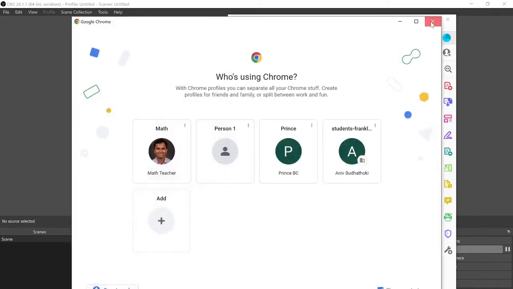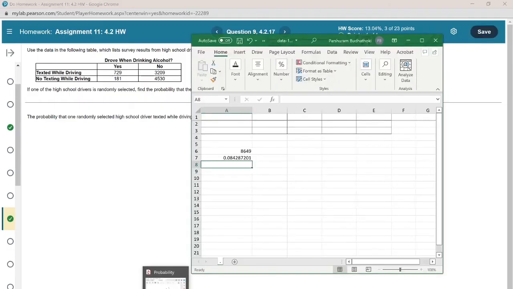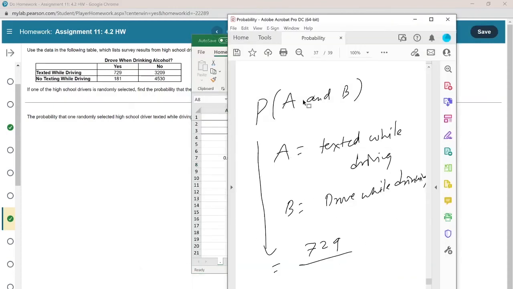We can also answer this question by using this formula, probability of A and B, where these are two independent events we can assume. We can calculate this by multiplying probability of A times probability of B, where A is texted while driving. If you look at the first column, it says yes. So 729 plus 181 gives you 910. Out of 910 who said yes, I drove when drinking alcohol, 729 said yes, I texted while driving after drinking. So that's the probability of A.